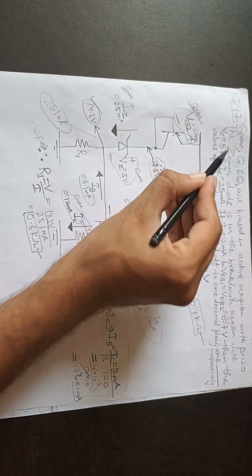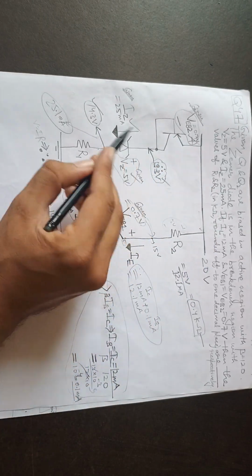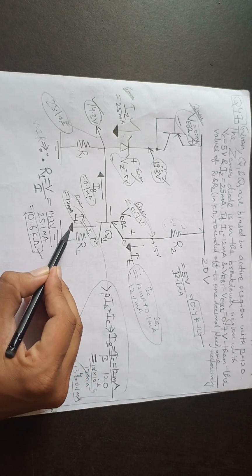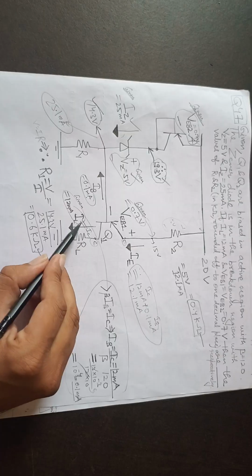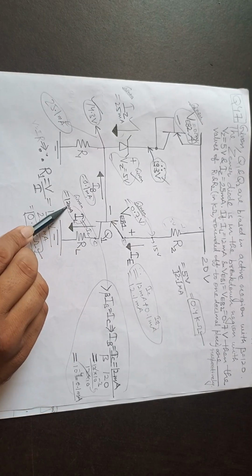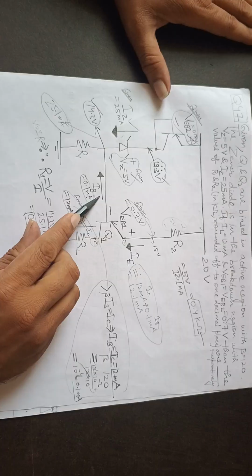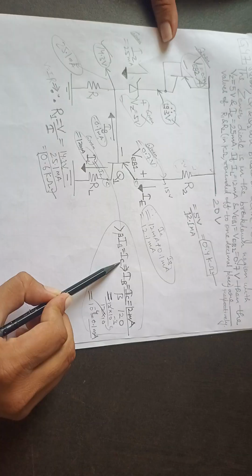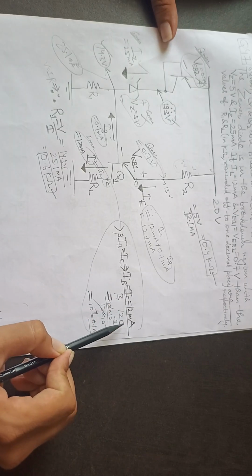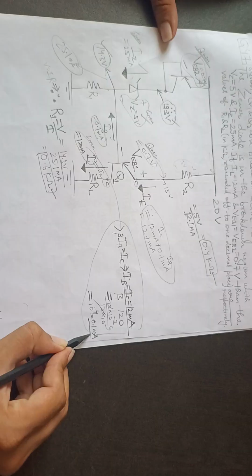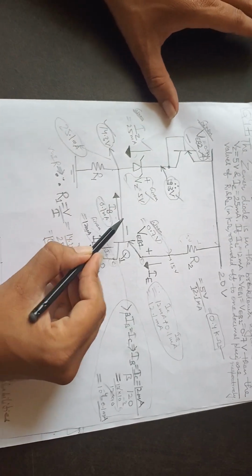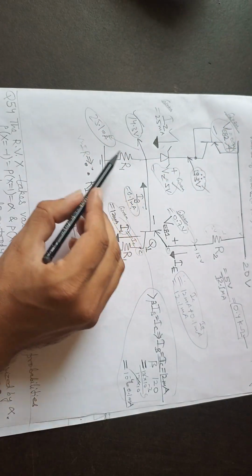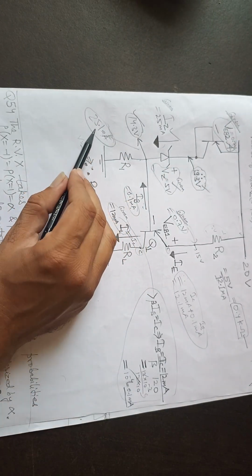So this thing is done, this part is done, and IL is basically IC of Q1, which is 12 milliampere. Now we can find IB of Q1. How do we find it? IC is beta times IB, so IB is IC upon beta, so 12 milliampere upon 120 is basically 0.1 milliampere. So this current is 0.1, this is 25, so this part is 25.1 milliampere.